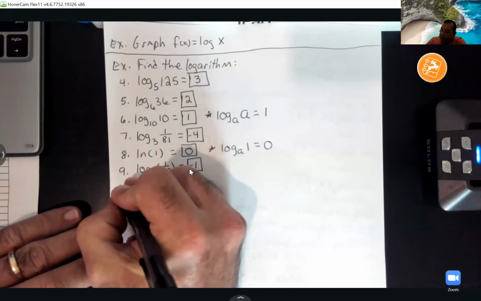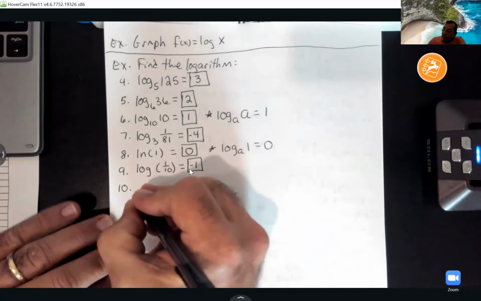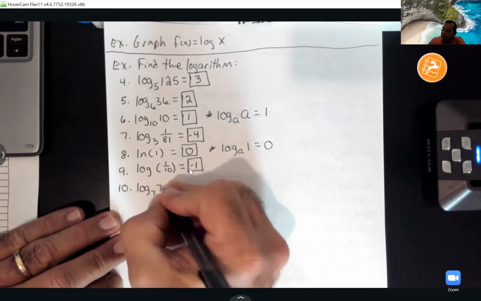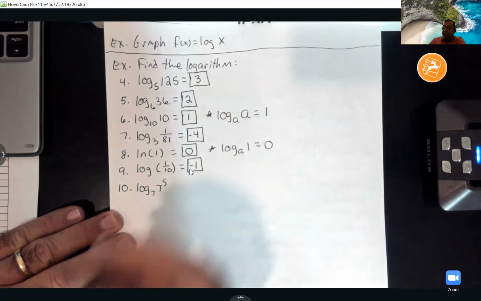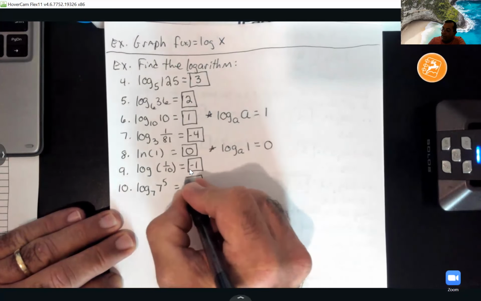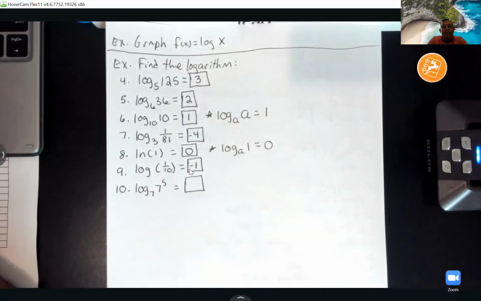All right, moving on to number 10 now. Log base 7 of 7 to the 5th power. So look at that problem. Log base 7 of 7 to the 5th. My result is a 7 to the 5th power. So what exponent would I raise that 7 to make it look like a 7 to the 5th power? Well, y'all, let's go ask our calculator.